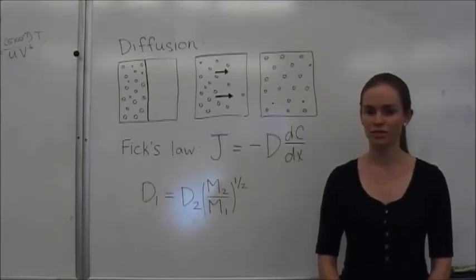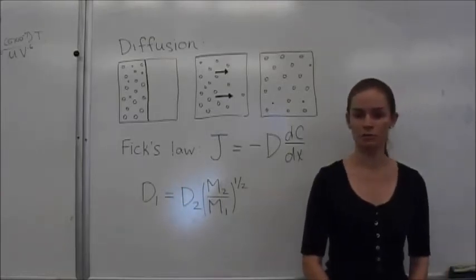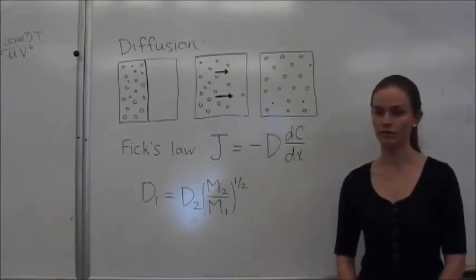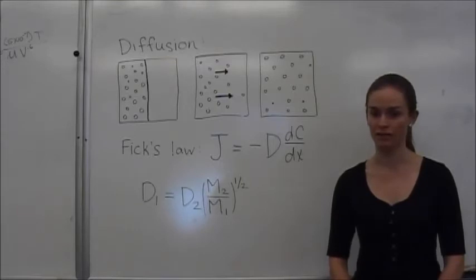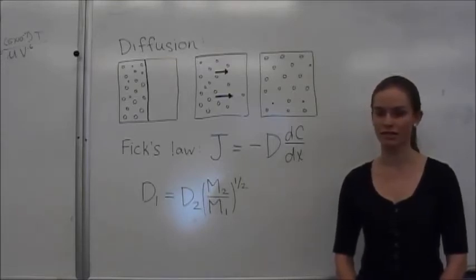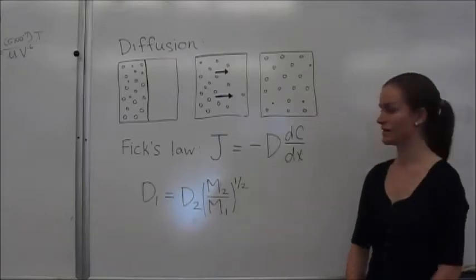The main equation used to calculate diffusion is Fick's law, where the molar flux J in moles per centimeter squared per second equals the diffusion coefficient, or diffusivity D, in centimeters squared per second, times the concentration gradient dC in moles per centimeter cubed over dx, the length and the direction of movement, in centimeters.